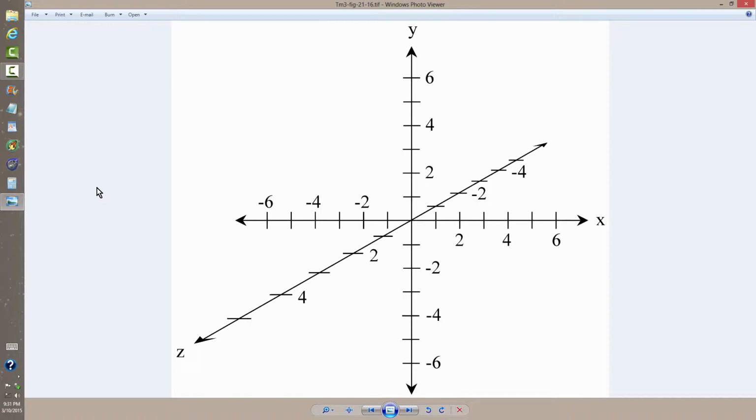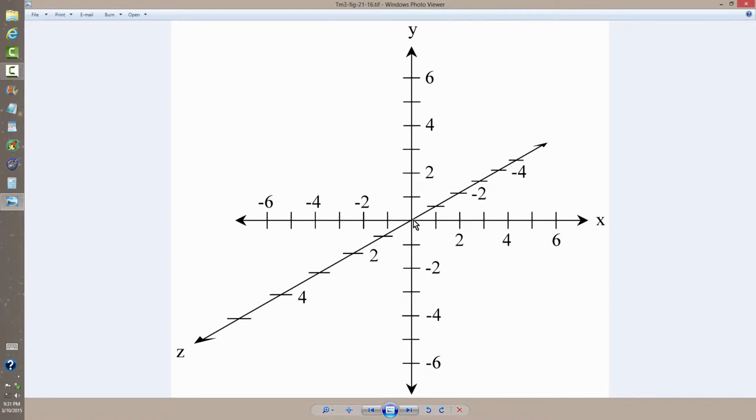Now, what do we mean by Cartesian? Well, first of all, the word Cartesian comes from René Descartes, who presumably invented the system of coordinates such as the one you see here. This is a three-dimensional Cartesian system.